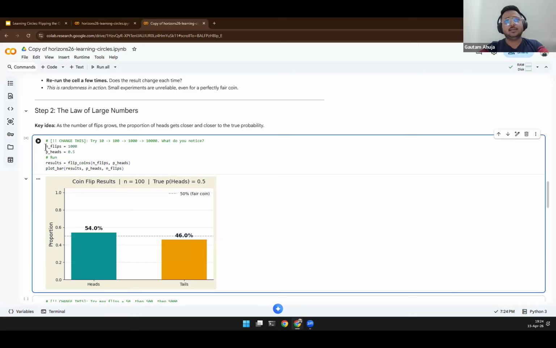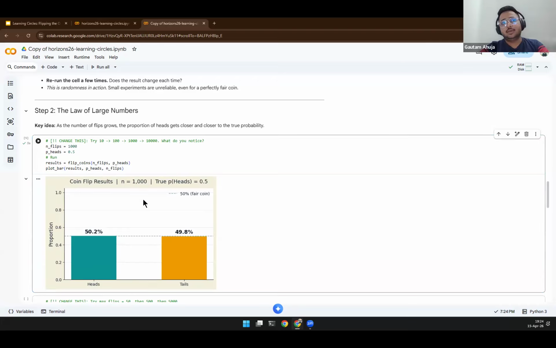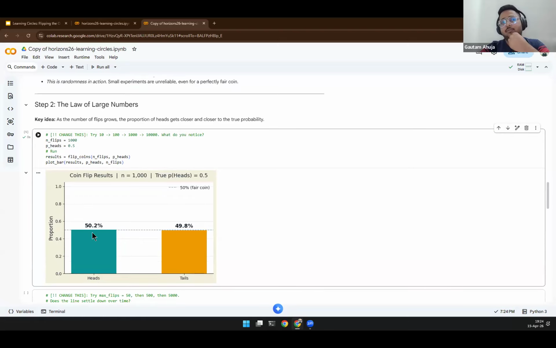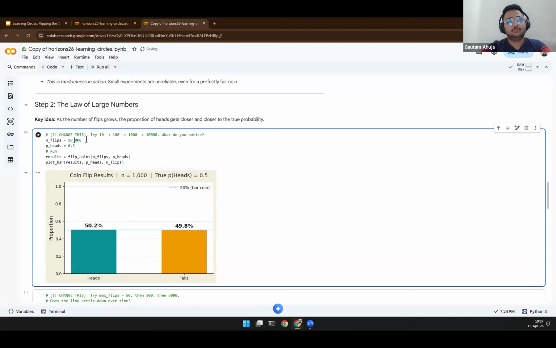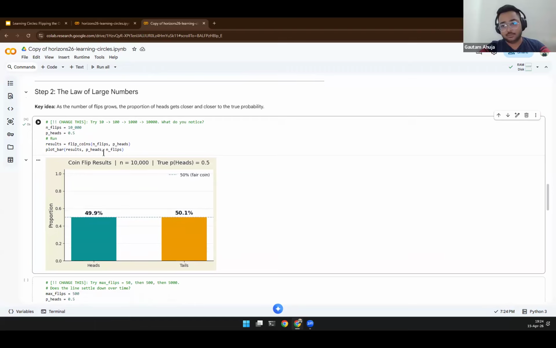So let me try this again with 1,000 flips. And oh, we are getting more close now. So our heads is 50.2 and tails is 49.8. And if we keep increasing our trials, so now we are on 10,000. So we'll see that we are getting even more close to the 50% range. And every zero that I increase, so now we are doing 100,000 trials.